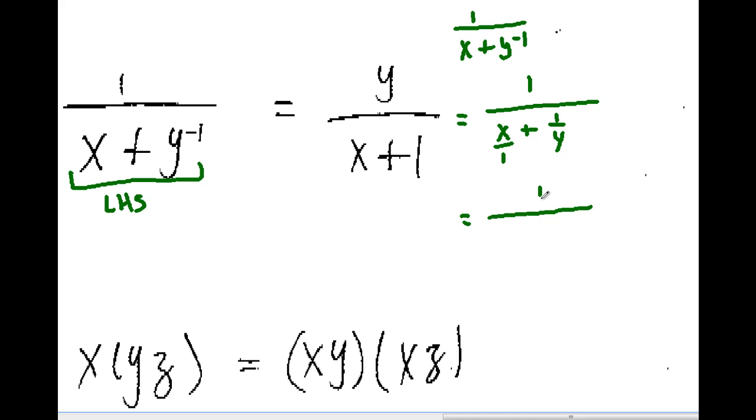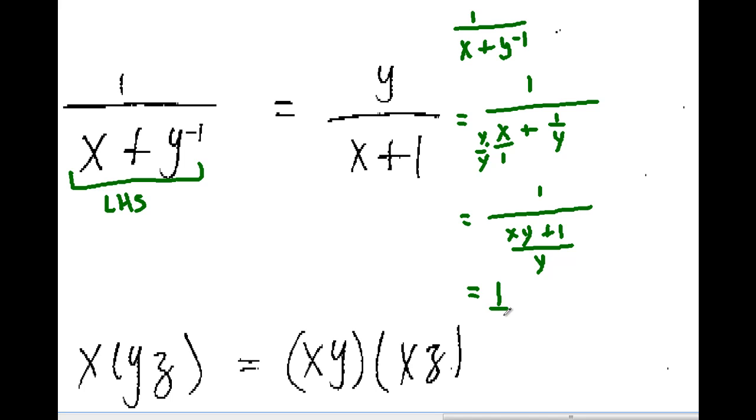As with any fractions, we need a common denominator. So we have a common denominator of y here. What I did over here is I literally multiplied by y, top and bottom. From here, you have a couple of choices. If you see this can be a reciprocal and you can see it, that's great. If you don't see it, this is what you do.